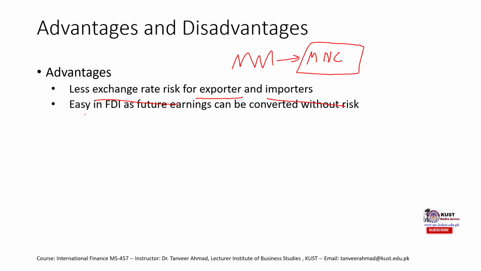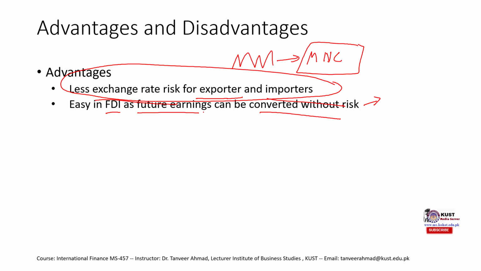The second is that it is easy in FDI, as future earnings can be converted without risk. This is also similar to the first point, in that the first advantage is particularly related to balance of trade or export and import. But this advantage is specifically related to foreign companies opening their subsidiary in your home country. In that way, when they bring the FDI, they know that the value of their future earnings would not be lesser than what they would expect.